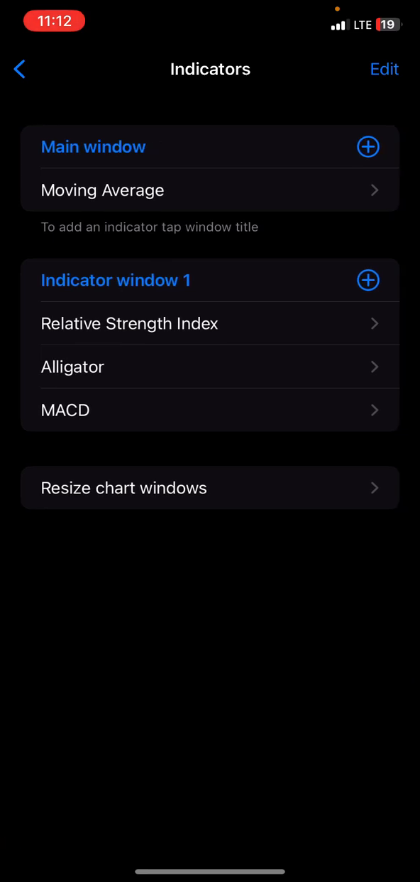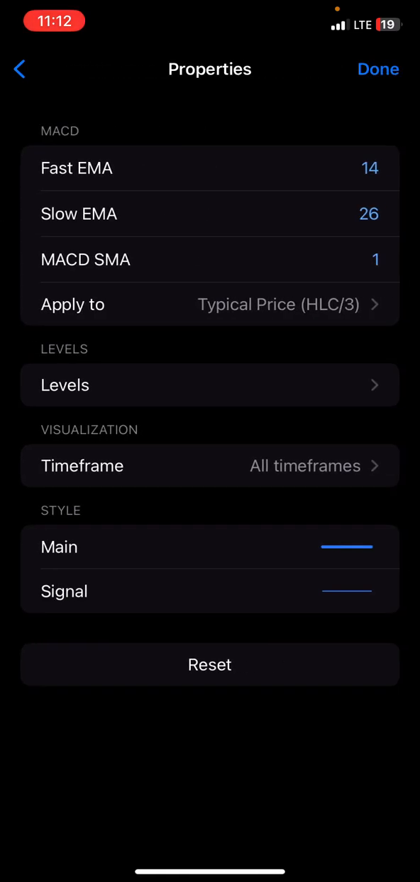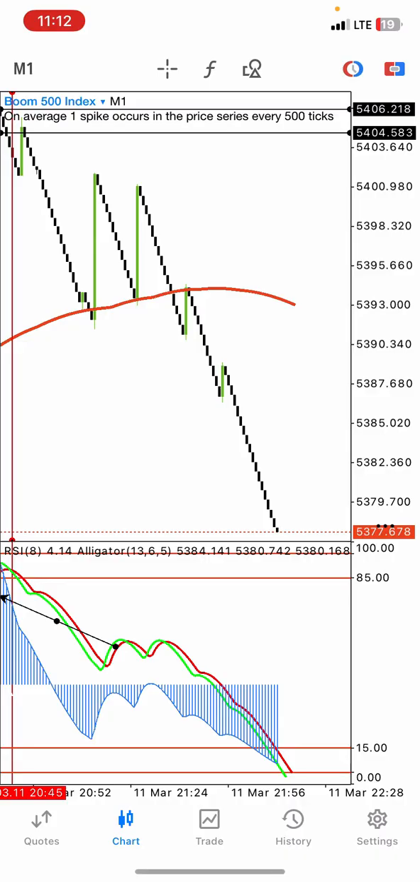When you go back again, we are adding the MACD. The MACD, you can see fast EMA is 14, slow EMA is 26, MACD SMA is 1, applied to typical price, and that's it.